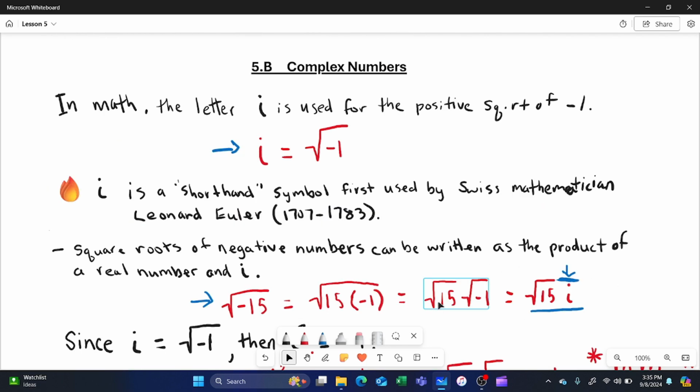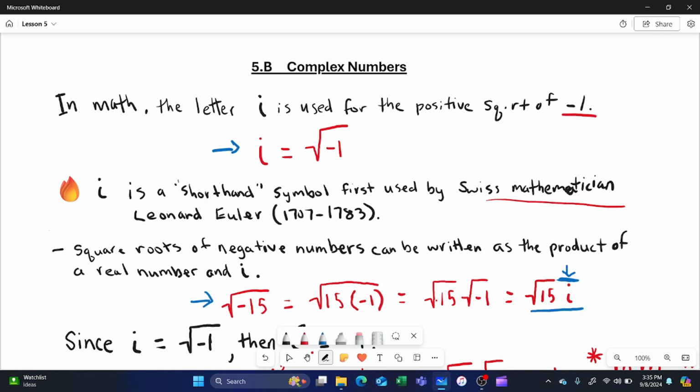Lesson 5, 5B, complex numbers. In math, the letter i is going to be used for the positive square root of negative 1. So i equals the square root of negative 1. Listen, i is a shorthand symbol first used by the Swiss mathematician Euler, who lived from 1707 to 1783.